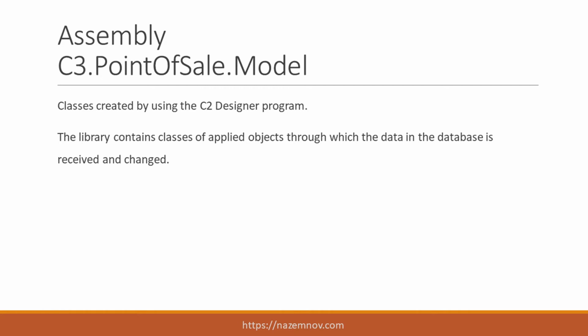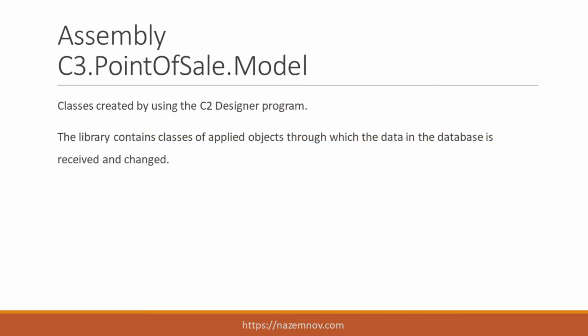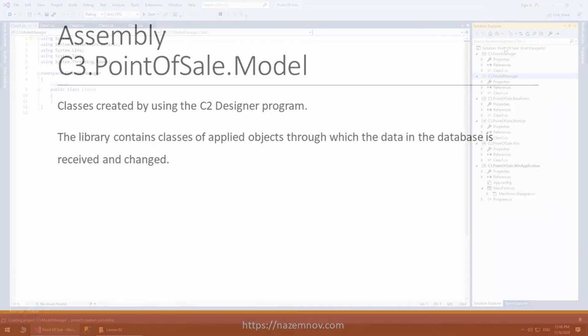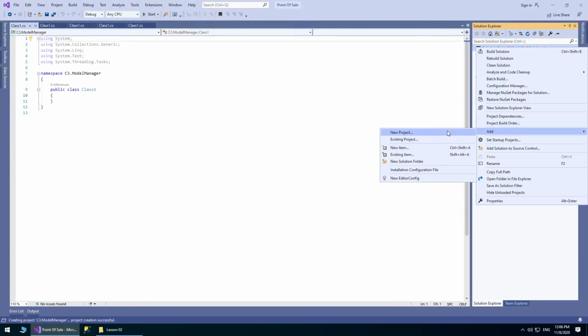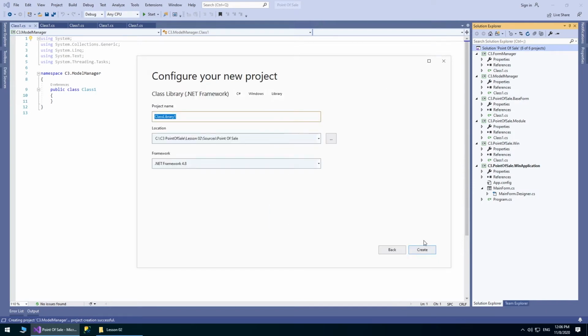Data Model Library. Classes created by using the C2 Designer program. The library contains classes of applied objects through which the data in the database is received and changed. Add a new project to the solution, select Class Library .NET Framework in the template.